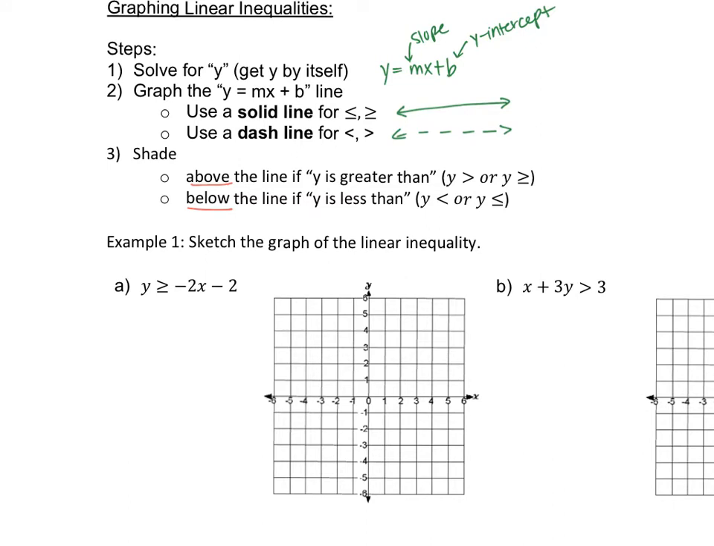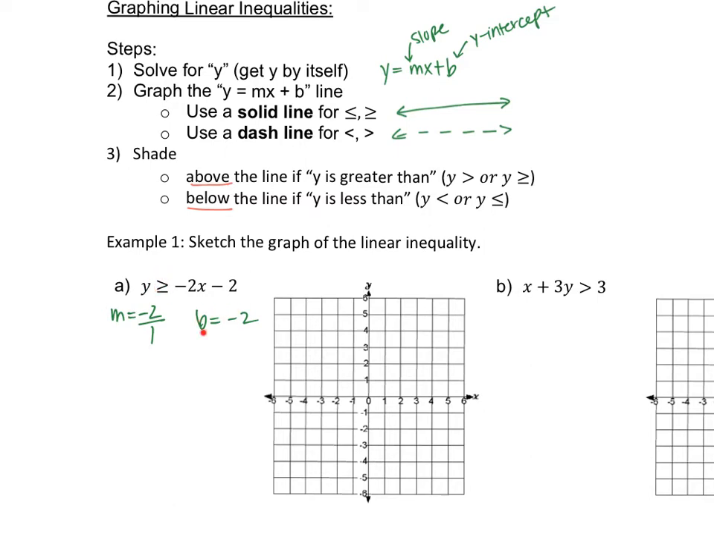But I do need to figure out the slope and the y-intercept because that will help me graph the line. So my slope here is -2. I'm going to write down my slope is -2, and I'm going to put it over 1 because I can always put the slope over 1. And my y-intercept is -2. Because the y is already by itself, notice how easy it was for me to determine what the slope was and what the y-intercept was.